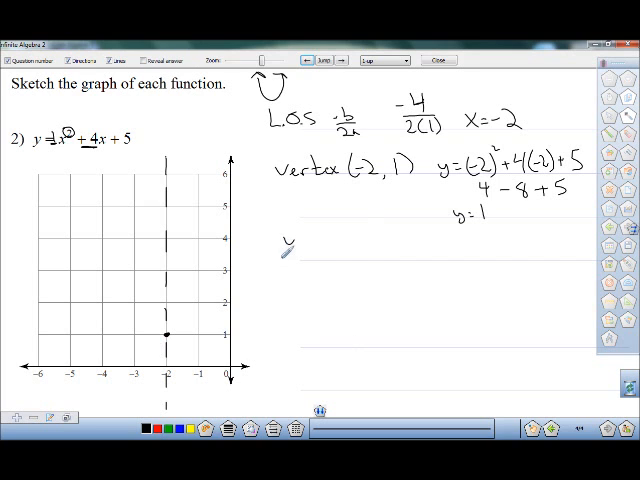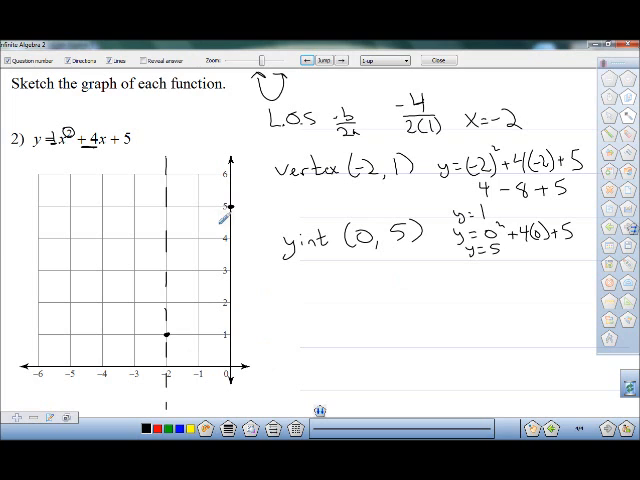Find my y-intercept. Really easy. Plug in 0. What are you going to get left with? Well, y equals 0 squared plus 4 times 0 plus 5. 0 plus 0 plus 5. y equals 5. So y-intercept of 5.